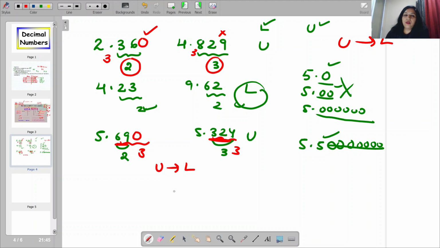One more example. If a number is 4.2, another number is 4.6698, they are unlike. यहाँ पर मेरे पास one digit है, यहाँ पर मेरे पास four digit है. अब हम 1 को 4 कैसे बनाएंगे? 3 more digits are required. So just add 3 more zeros after 2. Now it's again 4 digit and 4 digit. They are converted to like decimal.